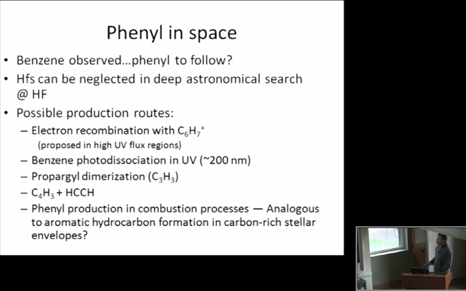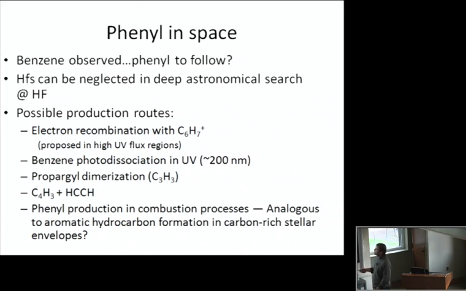The hyperfine structure, as I mentioned, collapses at higher frequency. So in a deep astronomical search, it'll become simplified. You don't have to worry about the hyperfine structure. Now, of course, you have to propose what sort of production routes would form benzene in order to determine where you'd like to search for it.